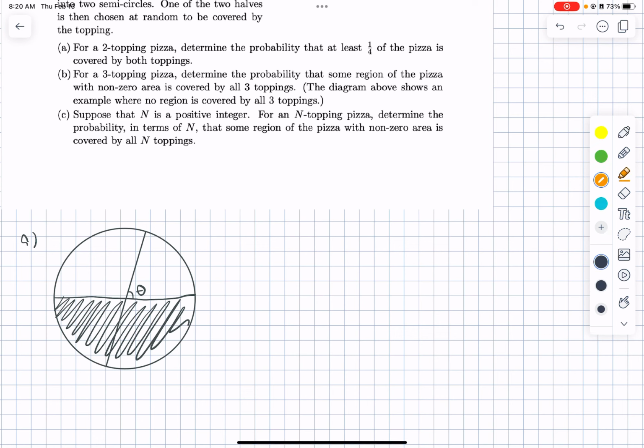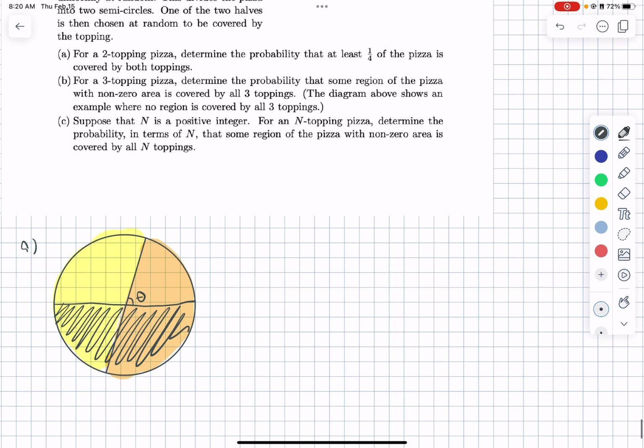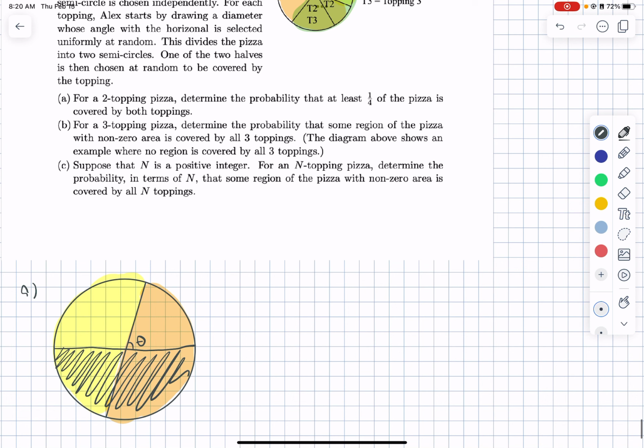So once we have this second topping, the second topping could be either on the side that is away from theta, or it could be on the side that is with theta, for example, the orange side. And the chance that topping 2 is yellow or orange is 50-50 by symmetry because they are all different arrangements and they're chosen at random.